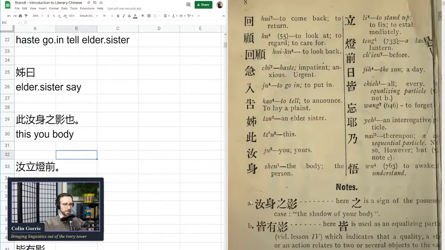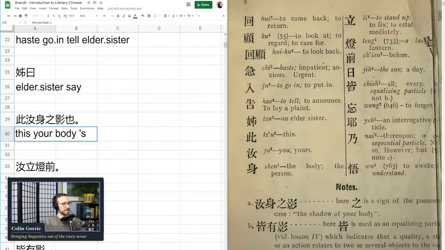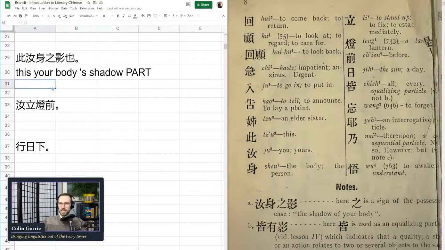如身之影, the shadow of your body. So we can maybe call this your, call this an apostrophe S, this 知 here. And then let's say shadow. And then we have this final particle we had before, which we didn't know exactly how to translate, but we translate it as final particle because we are scientists. All right, what's next? So I would guess that the translation here is, this is your body shadow, the shadow of your body.